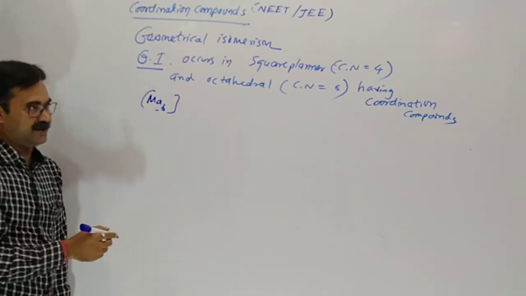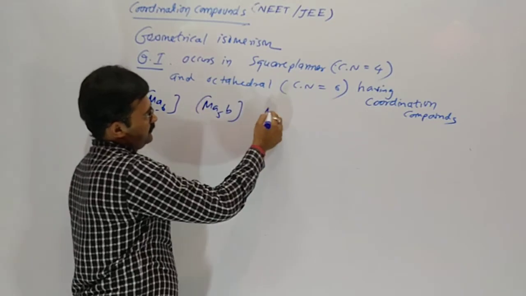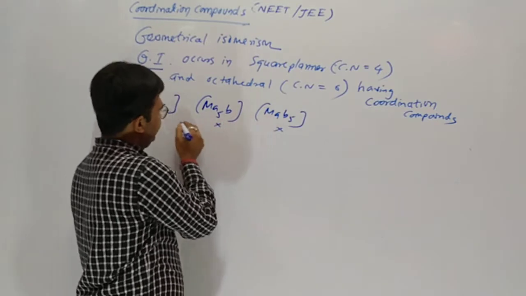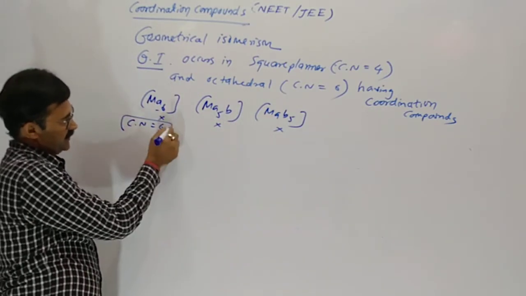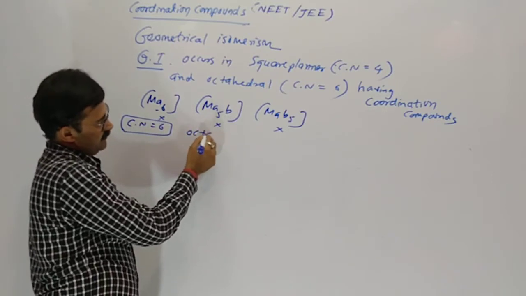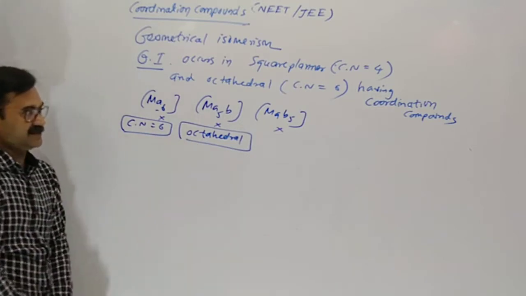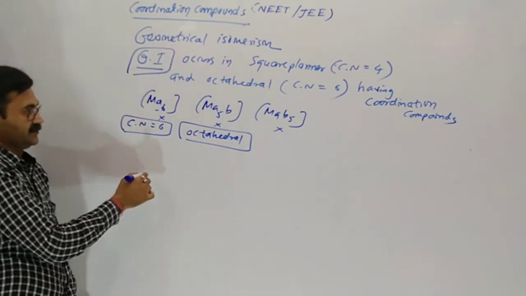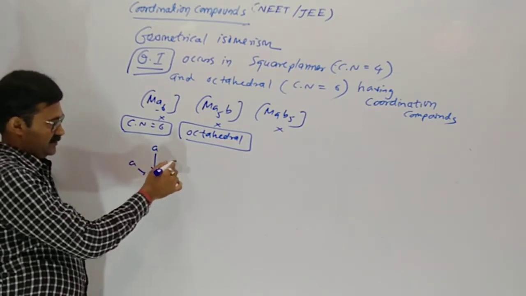In octahedral entities like MA6, where A is a monodentate ligand, MA5B, or MAB5, there is no geometrical isomerism. Here coordination number is 6 and the shape is octahedral, but it is not giving any geometrical isomerism because no relative place is changed.